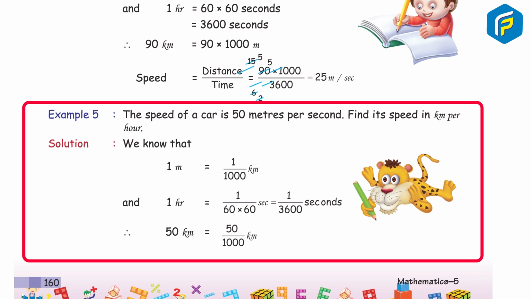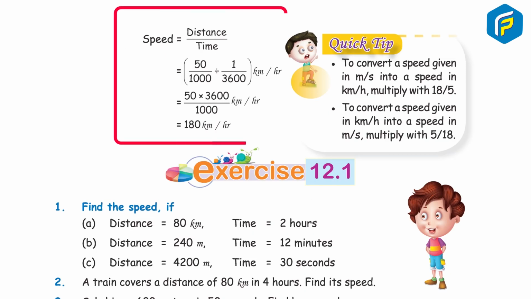Find its speed in kilometers per hour. Solution. We know that 1 meter is equal to 1 upon 1000 km and 1 hour is equal to 1 upon 60 into 60, which is 1 upon 3600 seconds. 50 meters is equal to 50 upon 1000 km. Speed is equal to distance upon time. 50 upon 1000 divided by 1 upon 3600 km per hour, which is 50 into 3600 upon 1000 km per hour, equal to 180 km per hour.